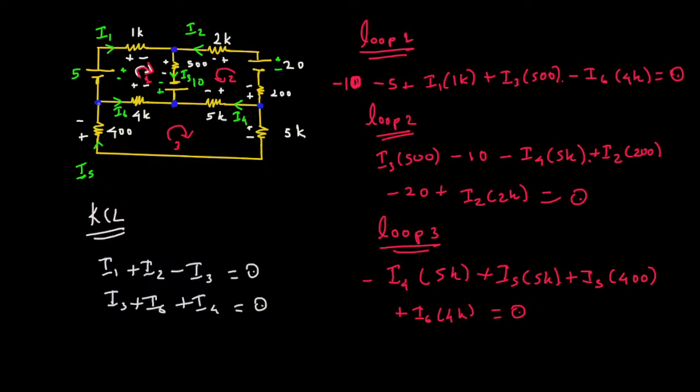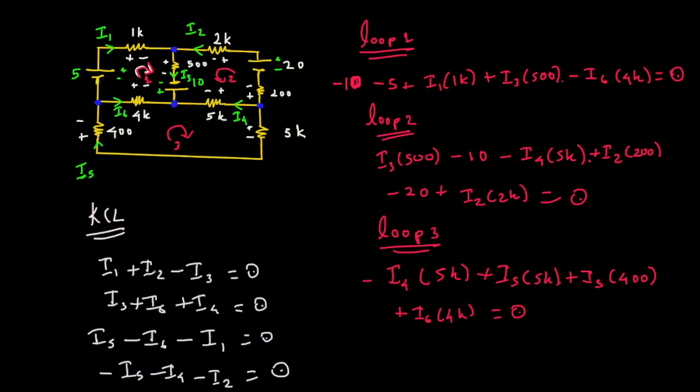And then if I look at this node here, I1 is exiting, I5 is entering, I6 is exiting. So I5 is entering, so that's plus, then I6 is exiting, minus, and I1 also exiting, so that's minus. That's equal to 0. And if I look at this node here, I2 is exiting, I4 is exiting, I5 is exiting, all of them are exiting, so minus I5, minus I4, minus I2 should be equal to 0. So these are the 4 current equations we can create from that.